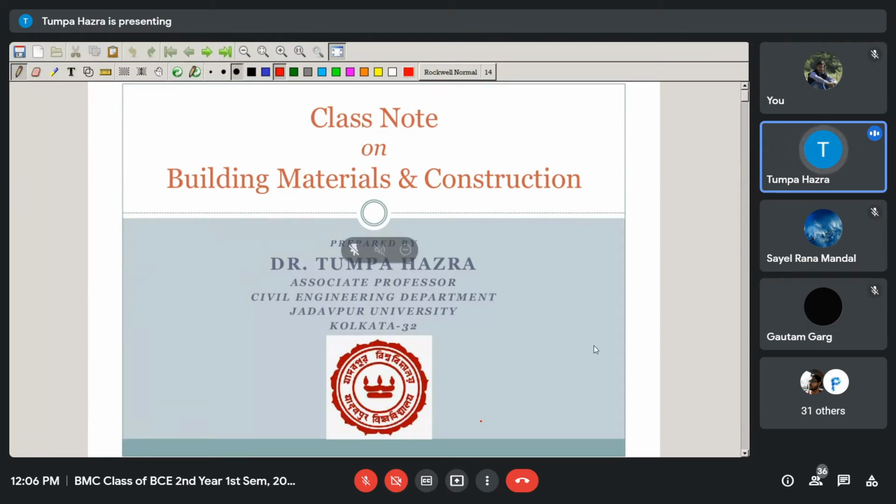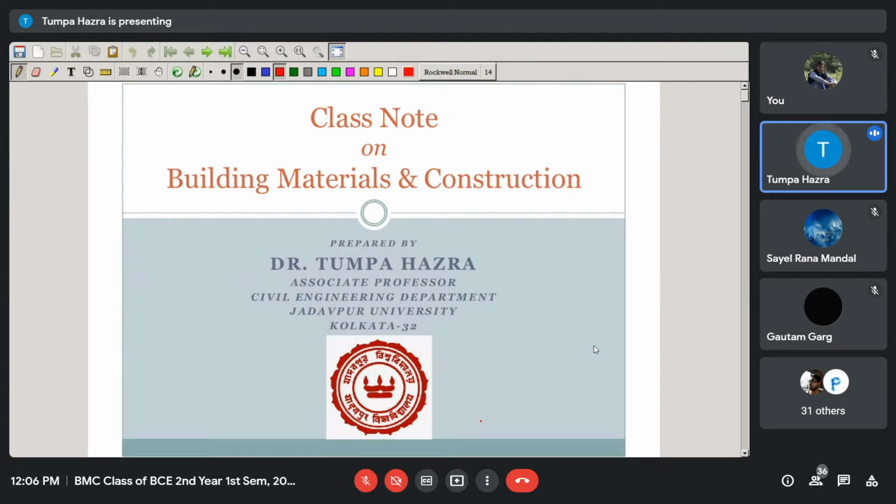Okay, and I have also told you that mainly one building consists of two basic components. One is the superstructure and the other one is the substructure or foundation. Now, superstructure means the portion of the building which is above the ground level. Okay, and it is basically the part of the building which serves the purpose of its intended use.